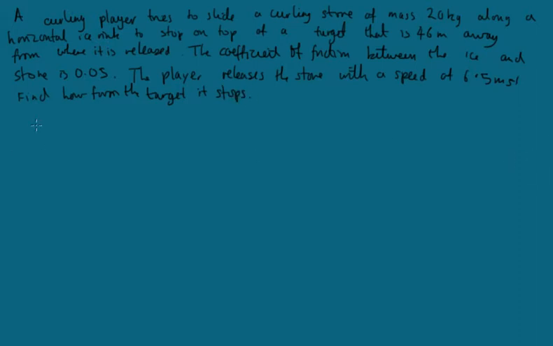So let's draw our force diagram. So here's our ice, here's our curling stone, and we're told it has a mass of 20 kilograms, so the weight coming down here is 20g. Now it's going in this direction, write your direction of motion in.